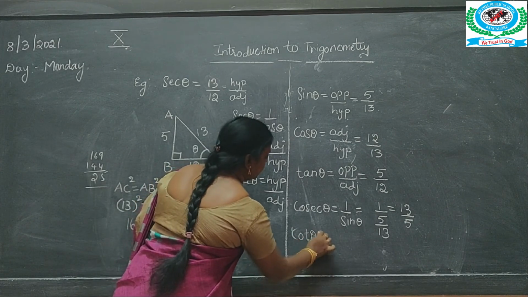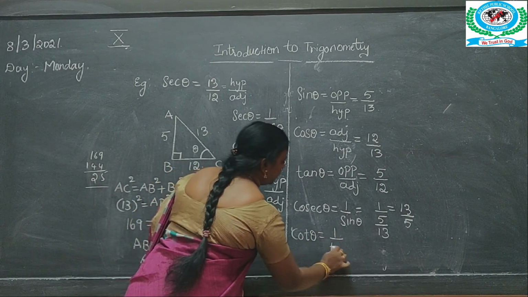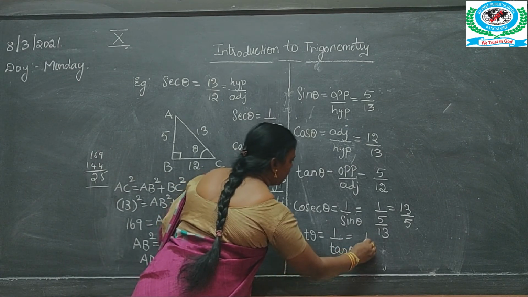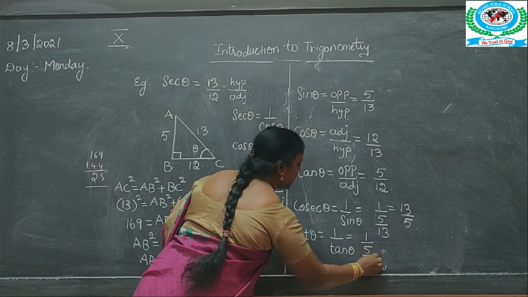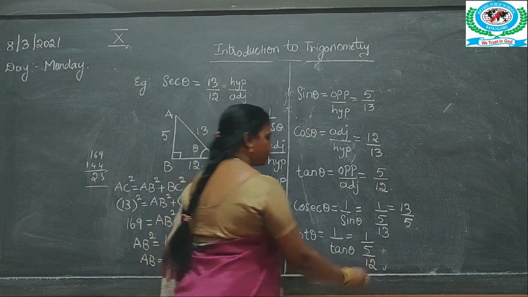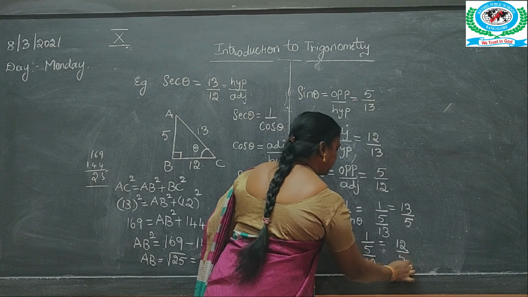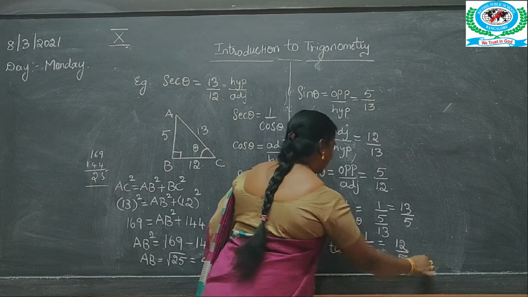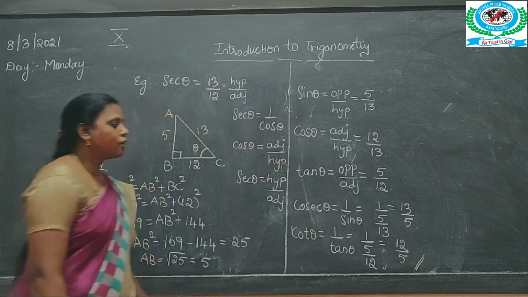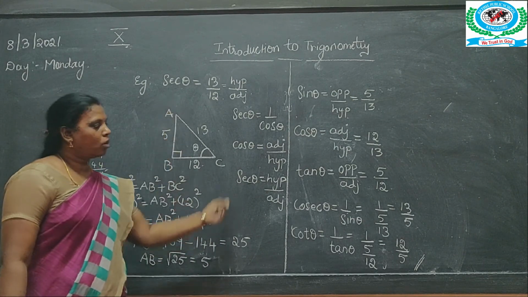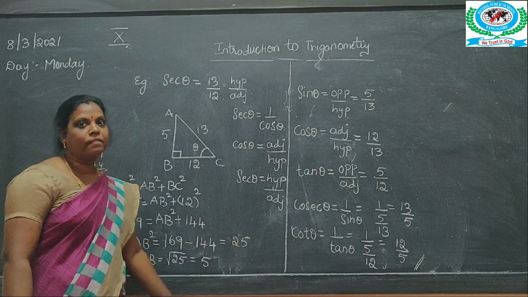Cot of theta is the inverse of tan of theta. So it is 1 by 5 by 12, which will become equal to 12 by 5. So cot of theta is the inverse of tan of theta. So one ratio was given and all the remaining ratios we have calculated.